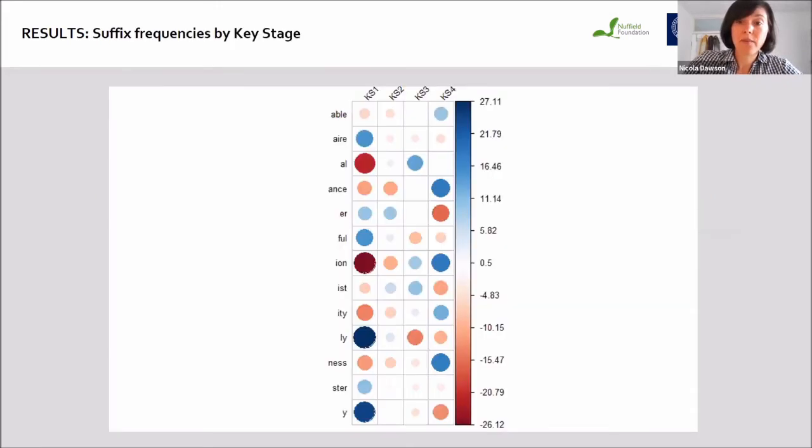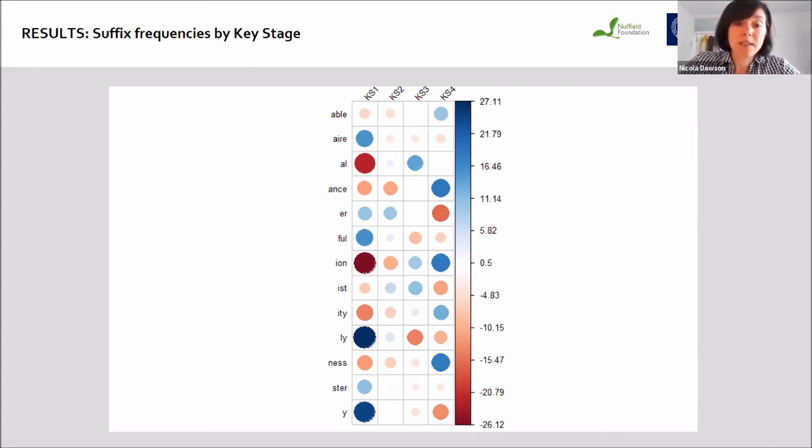So using a chi-square approach, we found that the distribution of suffixes was significantly associated with key stage, the results here. So the diagram plots the residuals for the suffixes that were most strongly associated with a particular key stage. So here the positive values are shown in blue, while negative values are shown in red, and the intensity of the colour and size of the circle are proportional to the size of the residual.